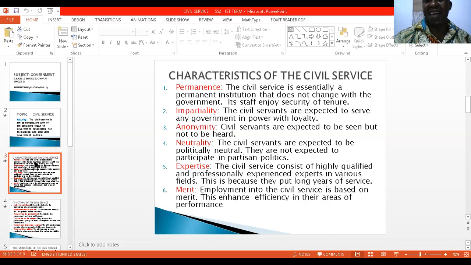Okay, we have impartiality. Impartial. The civil servants are expected to serve any government in power with loyalty, not with eye service. So with what? Loyalty. You have to humble yourself, abide by the rules and the tenets of the Civil Service Commission in discharging your duties. When you are loyal to discharge your duties, one day it may be your turn, maybe the person in power.